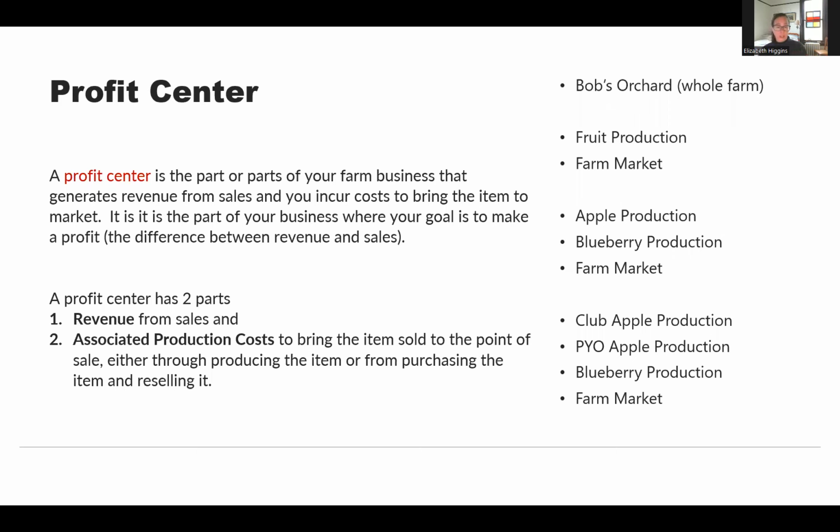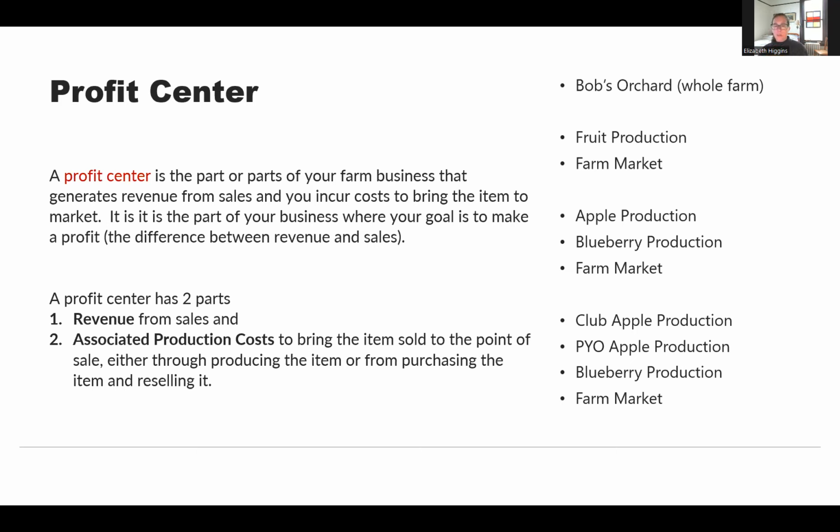So the profit center is that part of the farm business that generates revenue from sales and you incur costs. The key concept behind a profit center is it's the part of the business where your goal is to make a profit. Enterprise is another term that people use when talking about a profit center. It has two parts: the revenue from sales, and the associated production costs. Those are all the expenses you have to bring whatever you're selling to the point of sale, either through producing the item, like producing an apple, or through purchasing an item and reselling it.